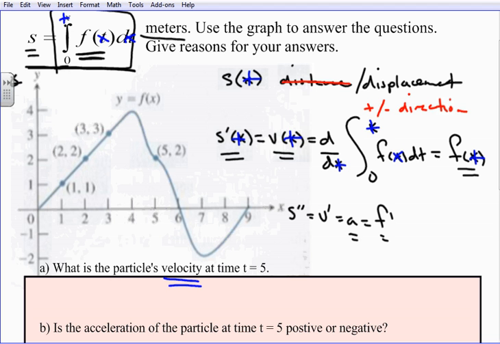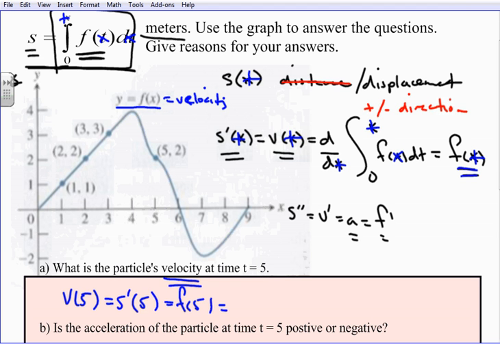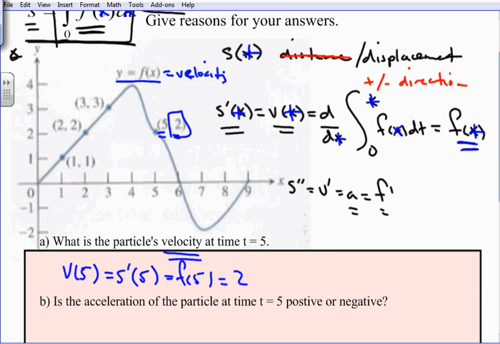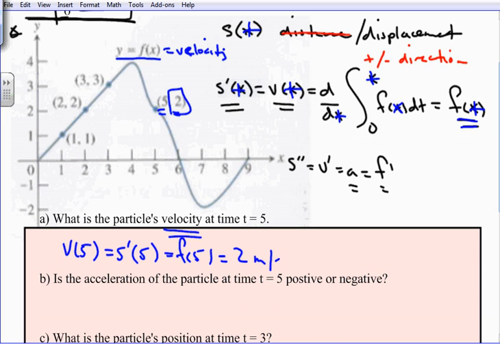Well, what is velocity? If we're trying to find v of 5, we understand that's going to be s prime of 5, which, as we just wrote out, should equal f of 5. So to figure out f of 5, all we're going to do is look at this graph of f, which is the velocity function. So what is the velocity at 5? It's just a value, which will equal 2. So it's going 2 meters per second. 2 meters per second is going to be the velocity, because the function itself is the velocity.